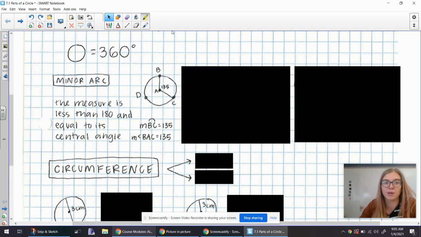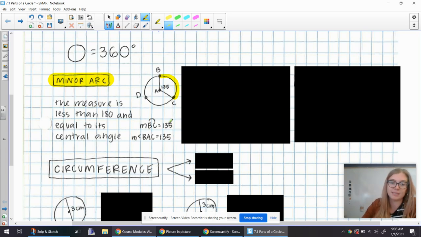The first kind of arc that we're going to talk about is a minor arc. A minor arc is when the measure of the arc is less than 180 degrees, and the measure of this arc is going to be equal to its central angle. So here is our arc in this example. The arc goes from B to C, and it's equal to the central angle. So if angle BAC is 135 degrees, then the measure of arc BC is 135 degrees.